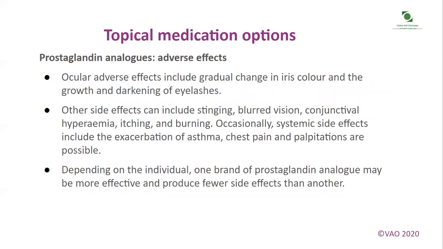Adverse effects of prostaglandin analogues. Ocular adverse effects include gradual change in iris colour and the growth and darkening of eyelashes. Other side effects can include stinging, blurred vision, conjunctival hyperemia, itching, and burning. Occasionally, systemic side effects are possible, including exacerbation of asthma, chest pain, and palpitations. Depending on the individual, one brand of prostaglandin analogue may be more effective and produce fewer side effects than another.